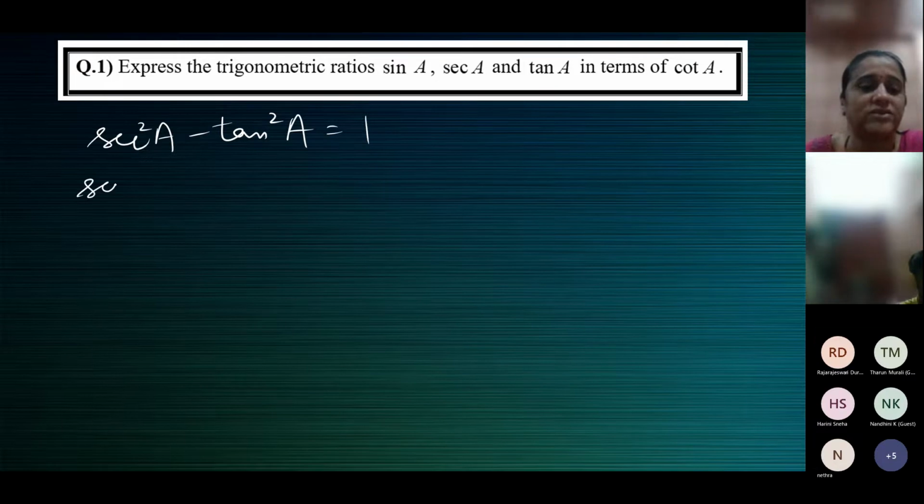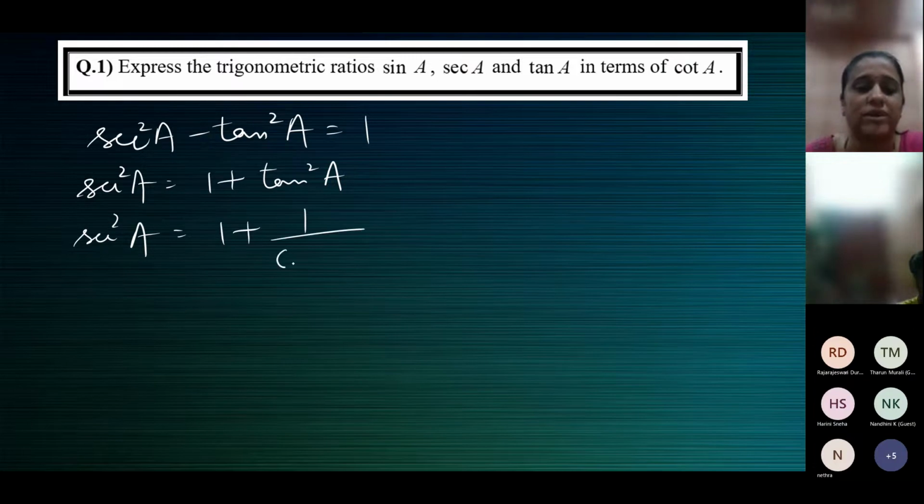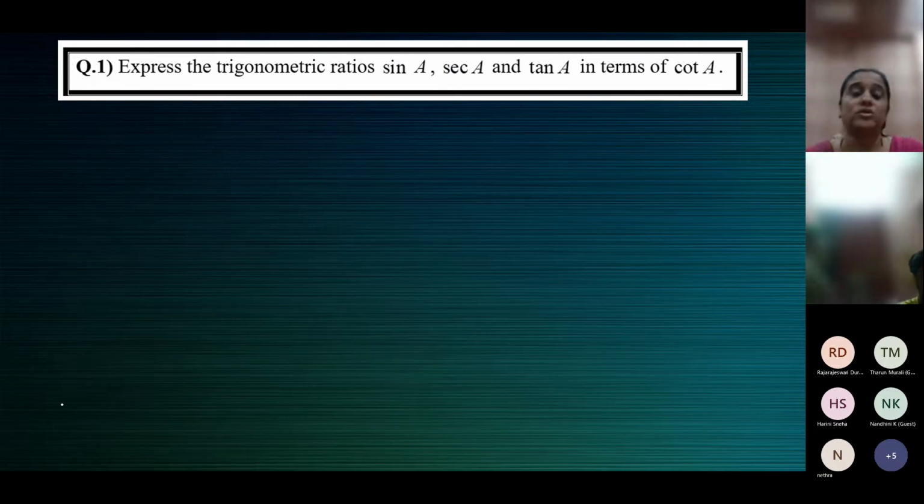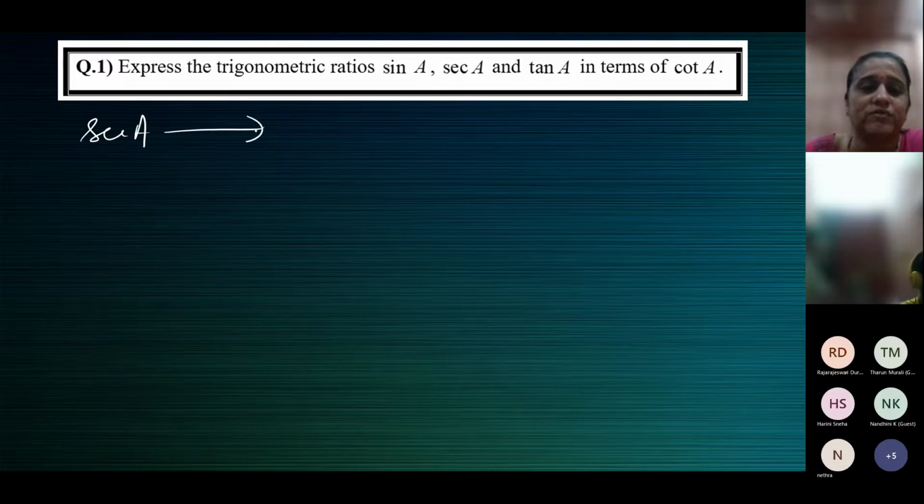So what is secant square A? Secant square A is equal to 1 plus tan square A. And what is tan square A? 1 by cot square A. That's it. We got secant in terms of cot. We still have to continue, but we got it in terms of cot. If you cannot connect the two ratios, secant and cot, connect the reciprocals. So you have to write secant A in terms of cot A.